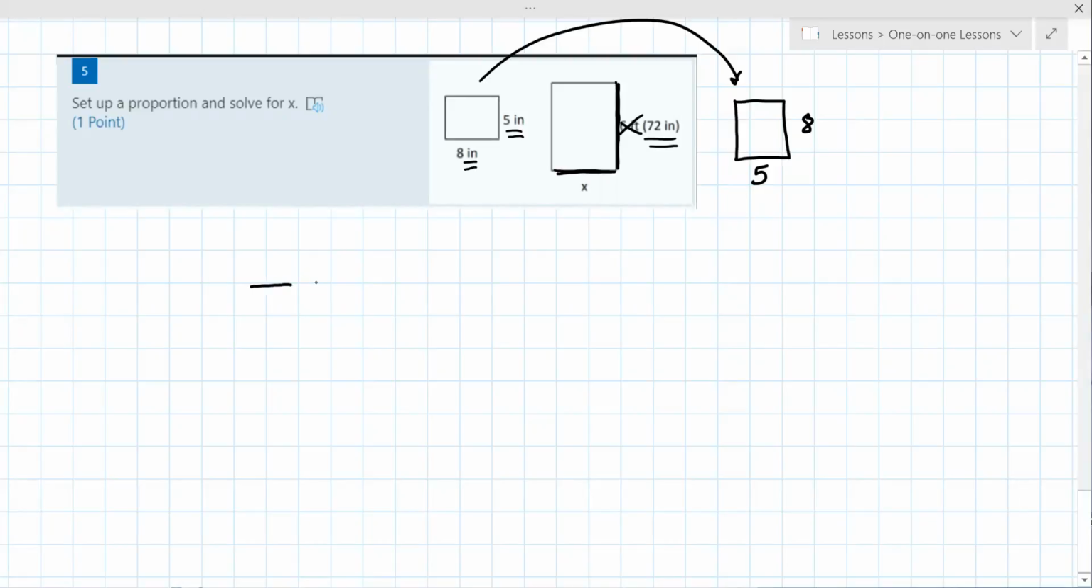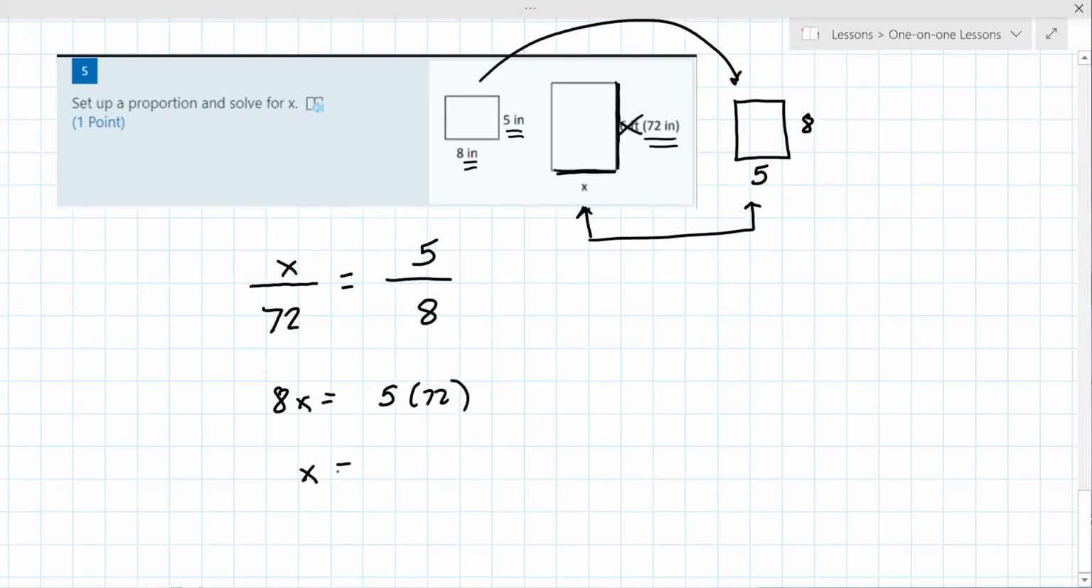So again, we're gonna put x in the top left. X is right here. It goes along with this side here, 5. The other dimension is going to go below x. That's the convention we've been using. And then it goes along with this 8 over here. The 5 goes with the 8. So we'll cross multiply here. 8x equals 5 times 72. When you solve for x, you end up getting 45 inches, I believe.